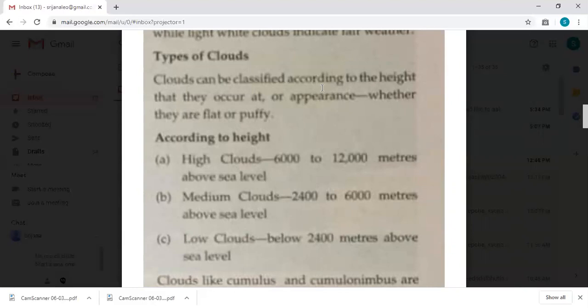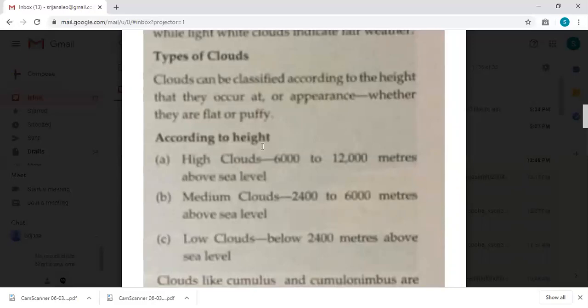So they can be classified according to height or appearance. Okay, this screen may not be very clear. It may be a little blurry because I've taken it from somebody, and this is what I got. Now what you have to do is you will also have to refer to your book. Okay, I will try to make it easier for you all.